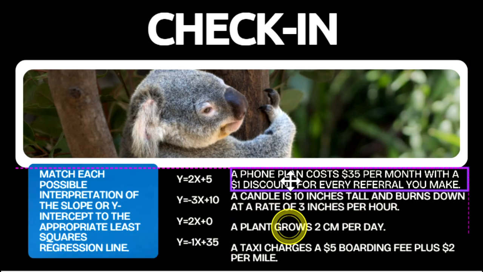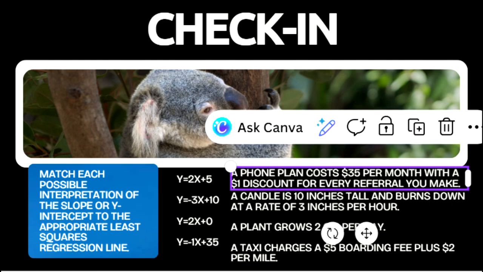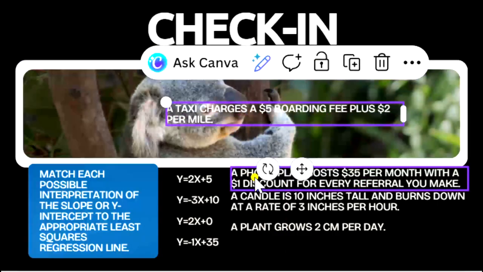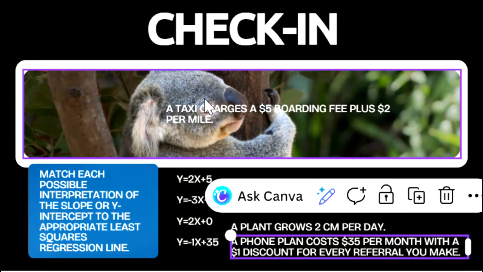Okay. Let's see. A phone plan costs $35 per month with a $1 discount for every referral you make. So $35 is going to be our constant, which will be our b place, the last place in our y equals mx plus b. And the $1 discount will be a -1. So this one is coming down here to this one.